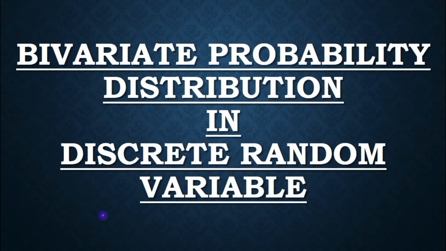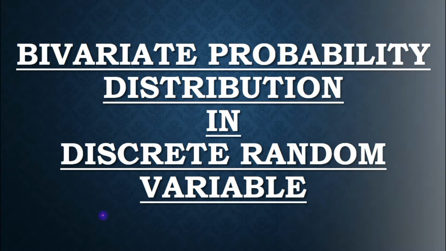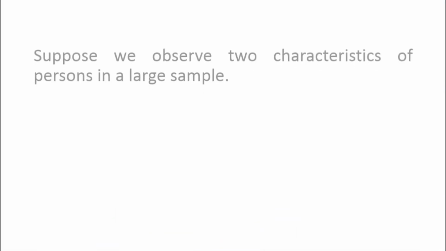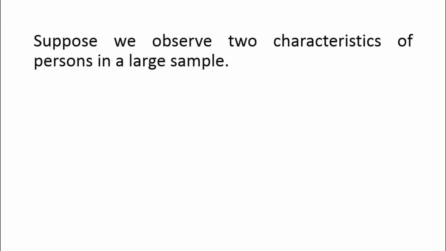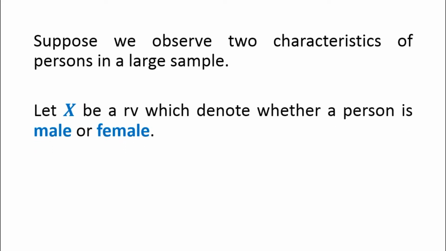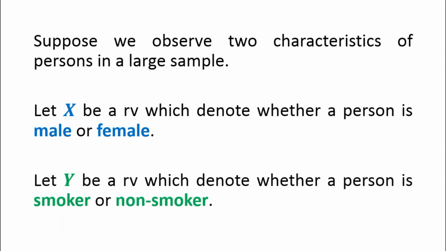Hello students, today's topic is bivariate probability distribution in discrete random variable. Suppose we observe two characteristics of persons in a large sample. Let x be a random variable which denotes whether a person is male or female. Let y be a random variable which denotes whether a person is smoker or non-smoker.